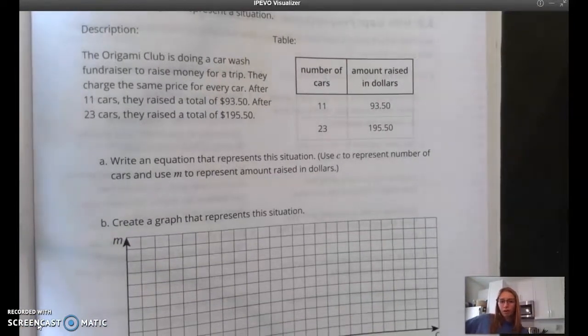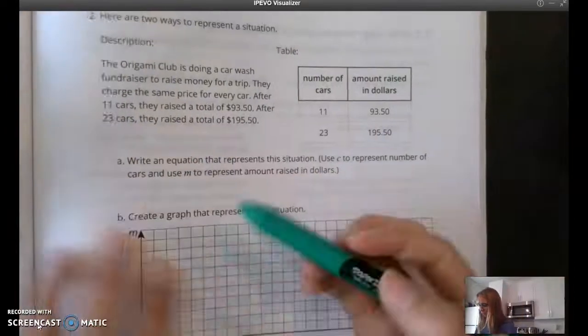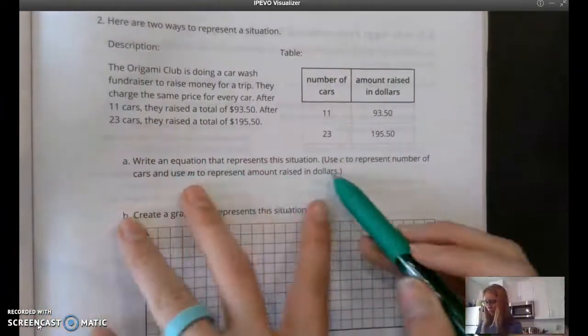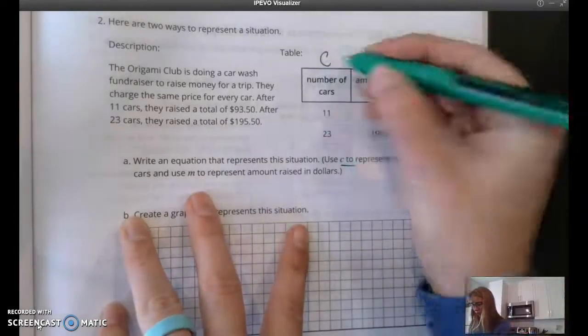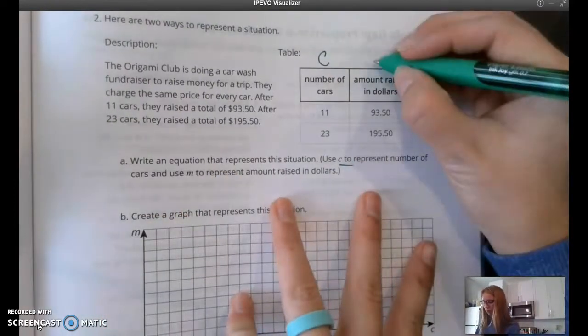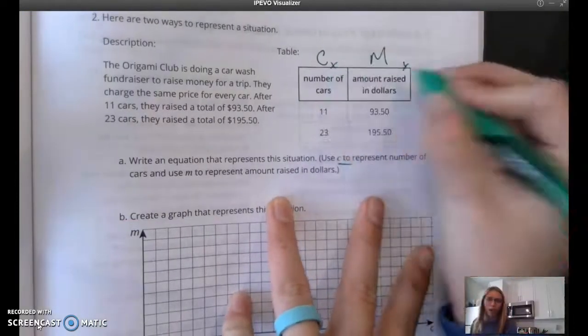So right now we have a car wash fundraiser, and they gave us our table and everything here. So it says write an equation that represents this situation. Use C to represent the number of cars, and M to represent the amount of money. So what this is actually representing is our x and y value.